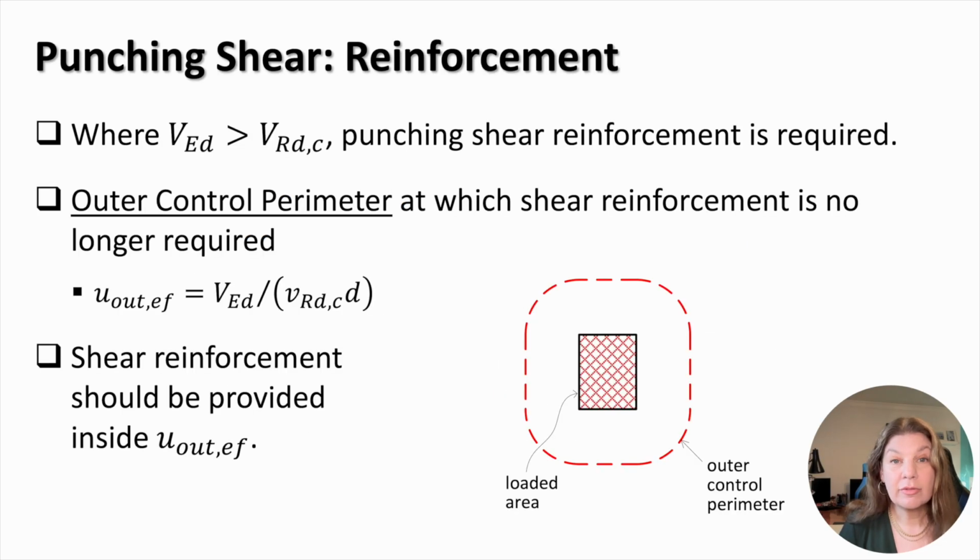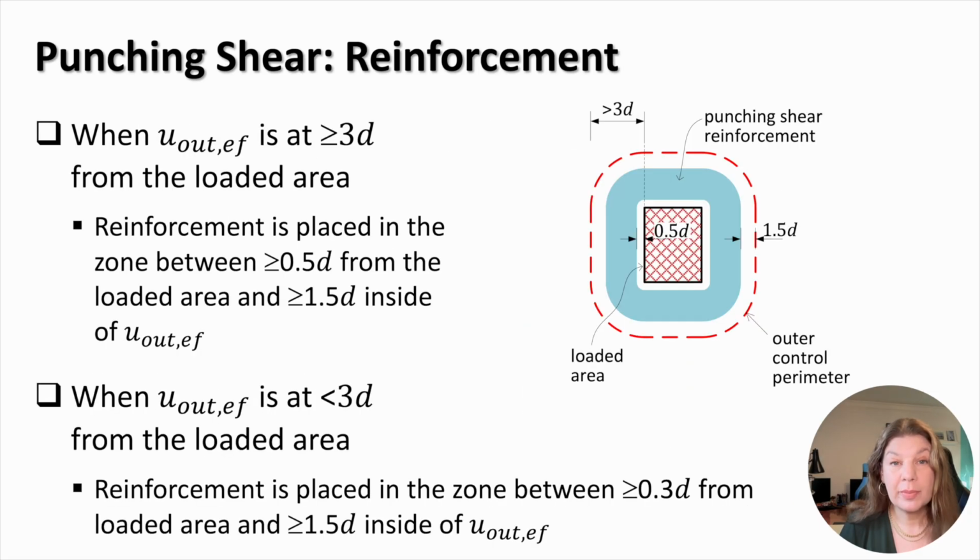When the resistance of an unreinforced concrete slab is insufficient, punching shear reinforcement is required within the outer control perimeter. The length of the outer control perimeter at which the shear reinforcement is no longer required is calculated as the applied shear force divided by the design maximum shear stress in concrete and by the average effective depth of the slab. When the outer control perimeter is located further than 3 average effective depths from the loaded area, punching shear reinforcement is placed in the zone between half of the average effective depth from the loaded area and 1.5 of the average effective depth inside of the outer control perimeter.